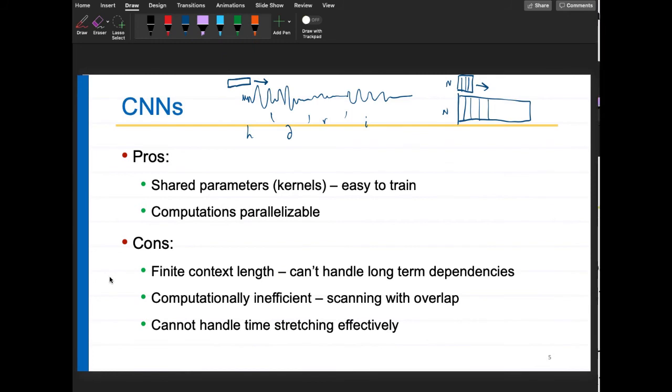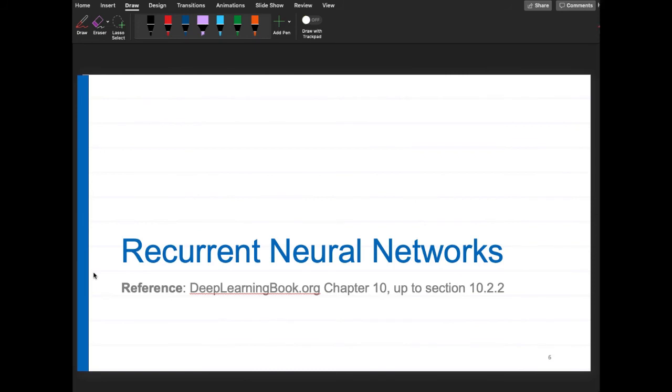It cannot handle time stretching effectively. If I'm saying "hurry", let us say, and my vowel is very long, and my kernel is trying to model the consonant and vowel together, co-articulation, it cannot model it, right? Because the vowel has suddenly become very long. So it cannot handle time stretching very effectively. That's why we move to another model of neural networks called recurrent neural networks. They are very efficient for time series modeling.